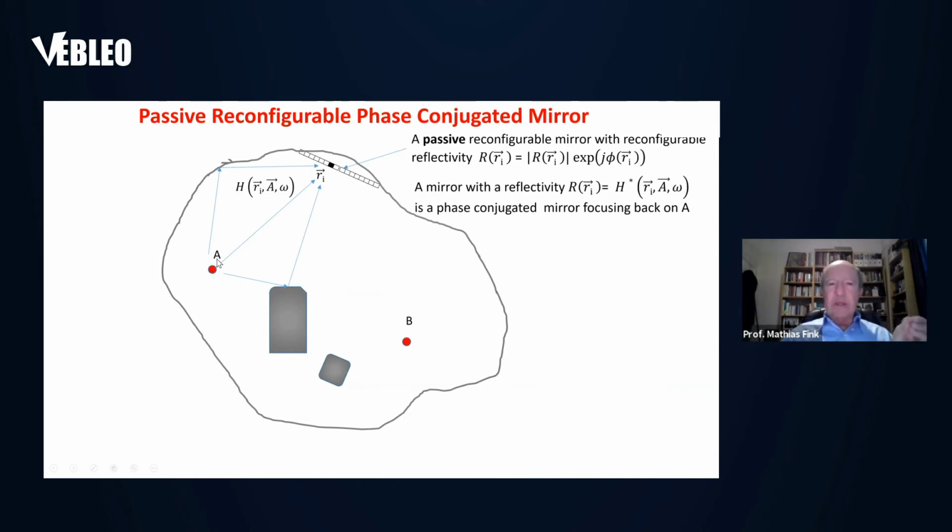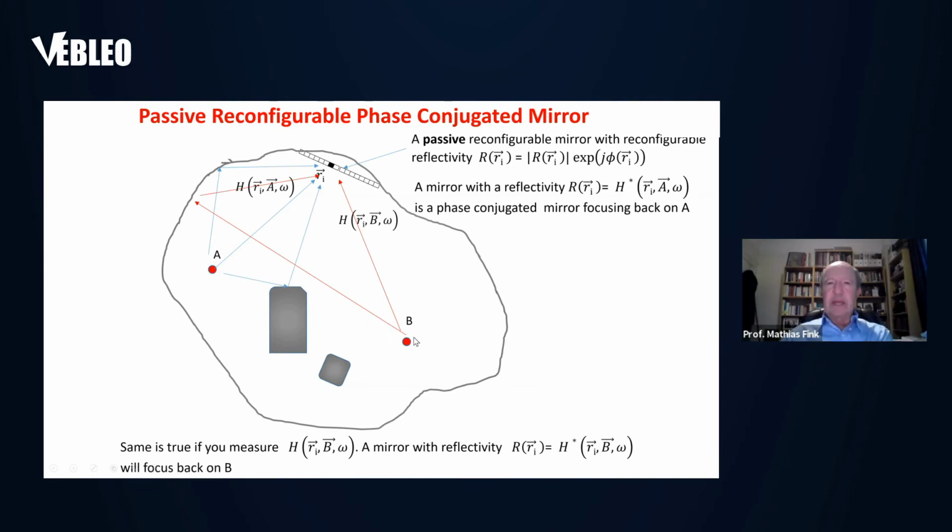And when you send a signal from A, whatever is the complexity of the medium, everything comes back to A. This is a phase conjugated mirror with this reflectivity. Imagine that B sends a signal and you know the field, and now you build a mirror which has H conjugated as a reflectivity. Everything will go back on point B. These are two phase conjugated mirrors. This is not what you want to do.